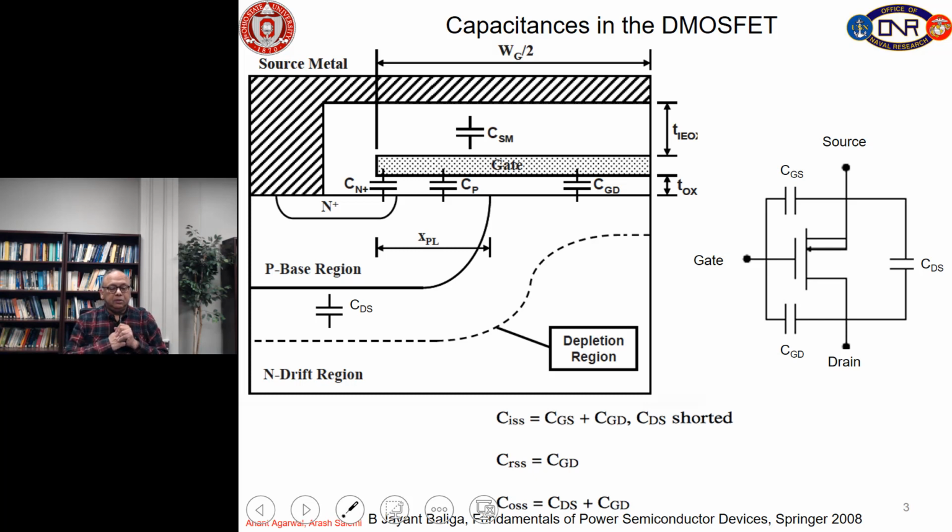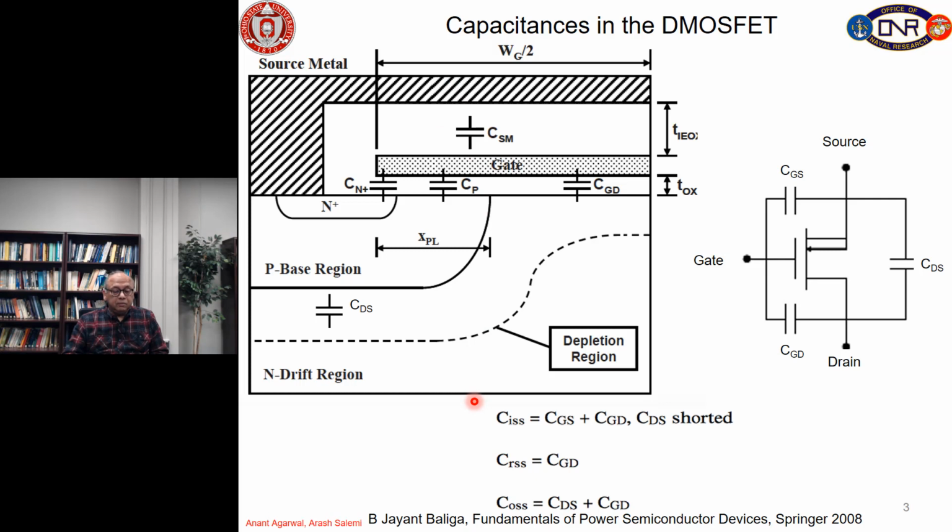So this is a typical half cell of a DMOSFET we have been discussing, and we of course acknowledge the book by Professor Jayant Baliga listed here, from which we have borrowed this material. In this half cell, we have the N plus source, P well, and the JFET region, which we have been talking about, and of course the N drift layer. Source is on the top, here is the gate, and the drain is at the bottom.